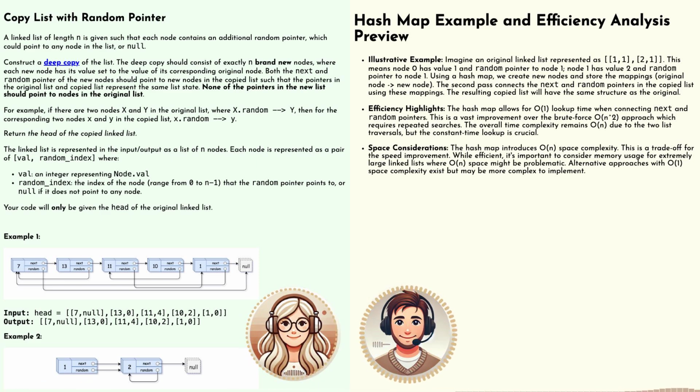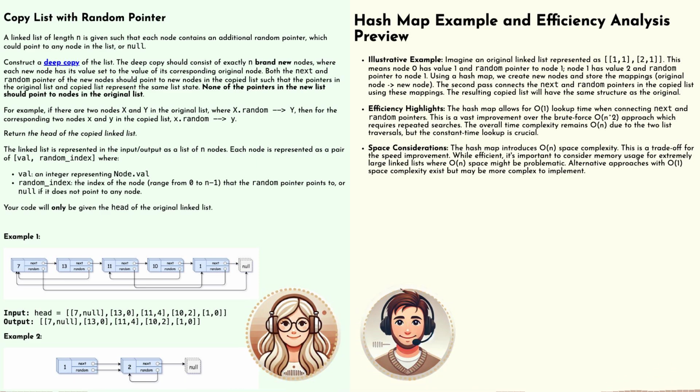And then we do this same process for each box in the list, using the hash map to quickly find the connections. That's right. For B prime, we look up A in our hash map and see that it maps to A prime, and we set B prime's random pointer to A prime. Since C's random pointer is null, C prime's random pointer will also be null.